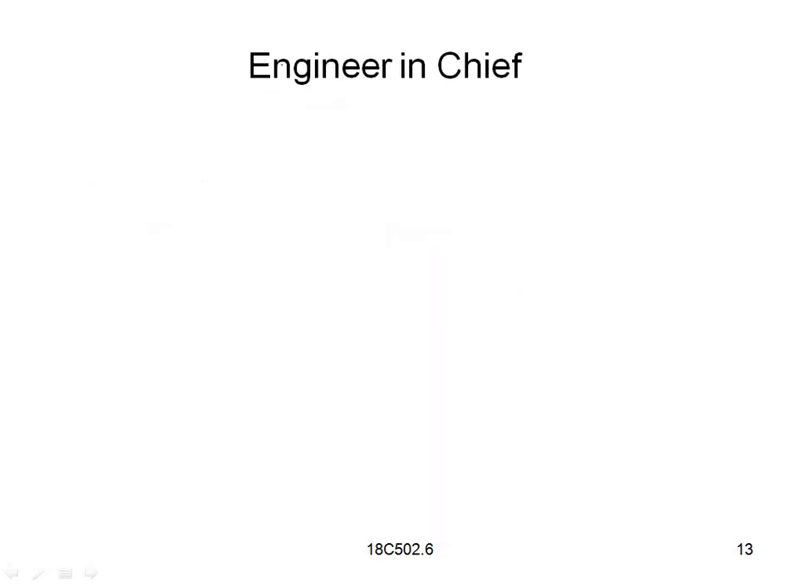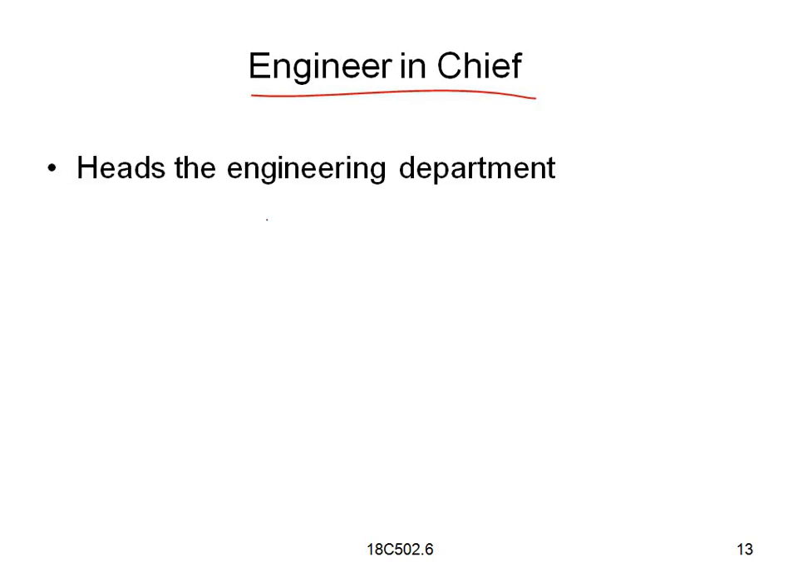And next one, engineer in chief. This engineer in chief is another authority person. He is under the category of secretary. The engineer in chief heads the engineering department. He looks after the engineering department. He is the head of the department. So for engineers, he is the head. He looks after the engineers.